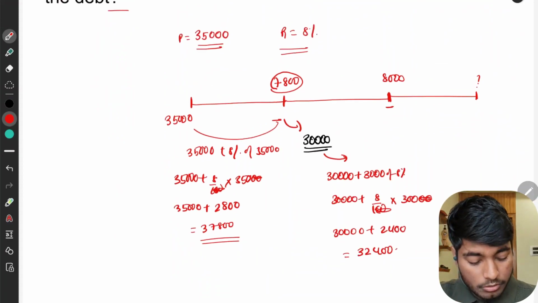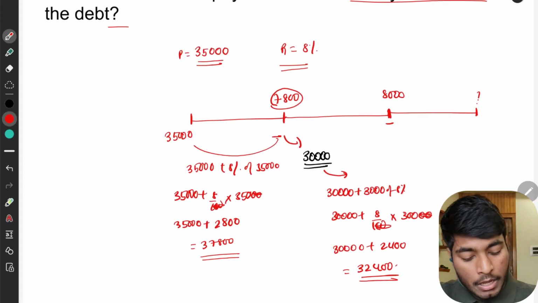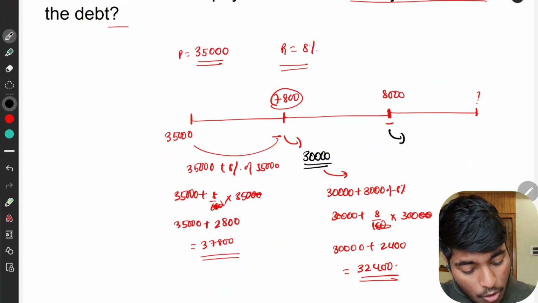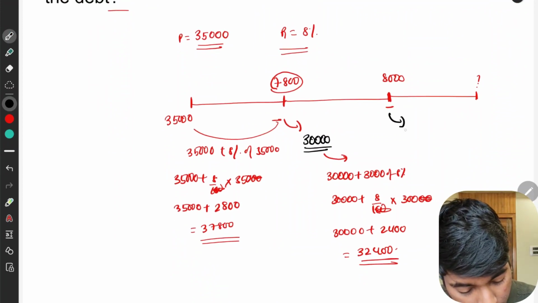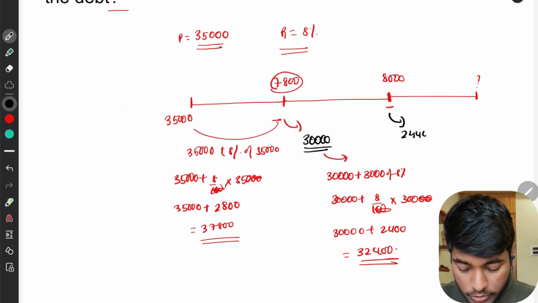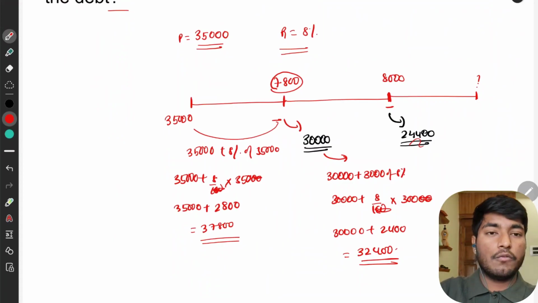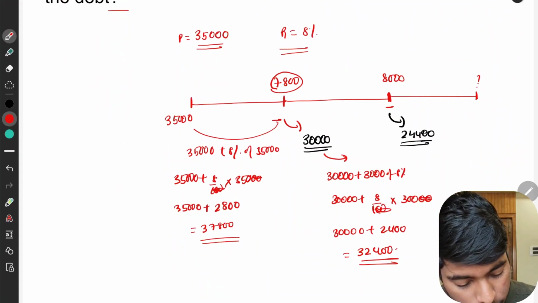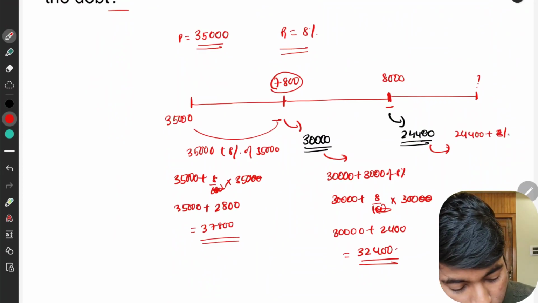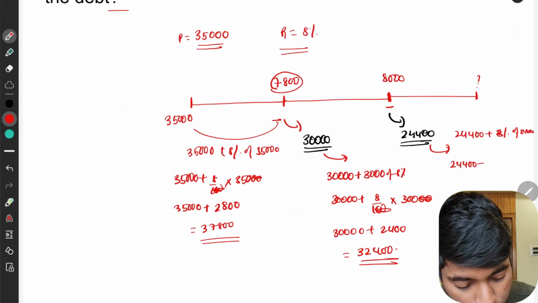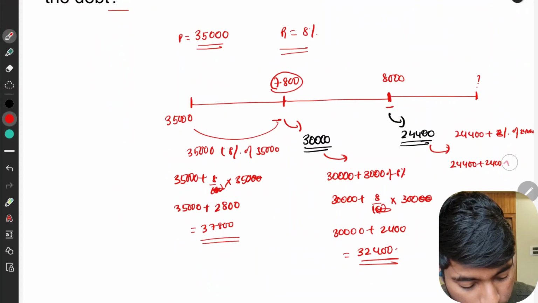Now of 32,400, how much had he paid? He had paid 8,000 rupees. So at the end of second year, how much money is left? 24,400 is left. So at the end of third year, I will pay 24,400 plus 8% of 24,400. So 24,400 plus 8 by 100 of 24,400.